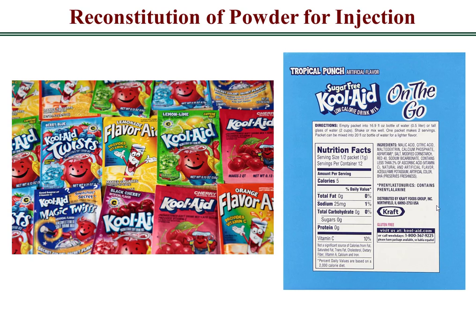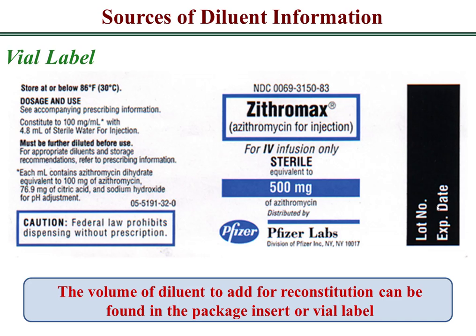Alright, so first of all, let's talk about where we find the information on how much volume of diluent to add. The first place you get that information is on the vial label. So the vial will have a label, and on that label, most of the time you'll find how much volume to use.